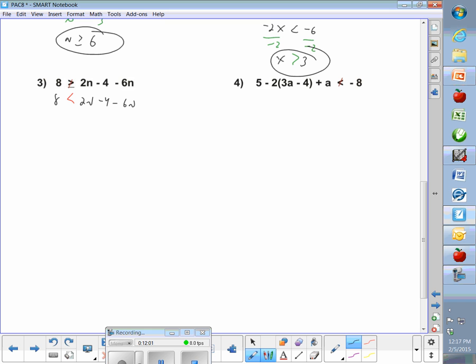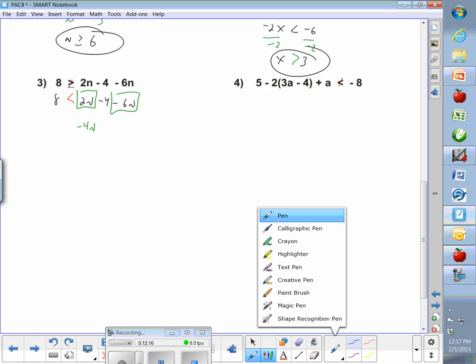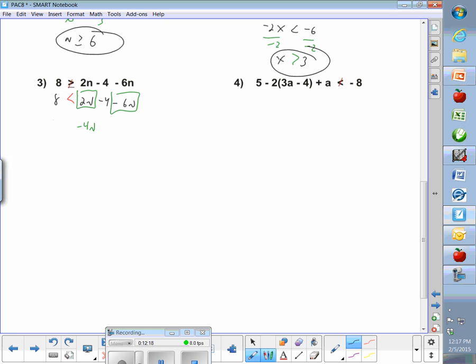Awesome. Great job. A lot of people try to move something. Aren't these on the same side? Right? They're on the same side. We add up like terms. 2 positives and 6 negatives leaves you 4 negatives. So we have a negative 4n. So I still have the 8, the less than symbol, the negative 4n minus 4.